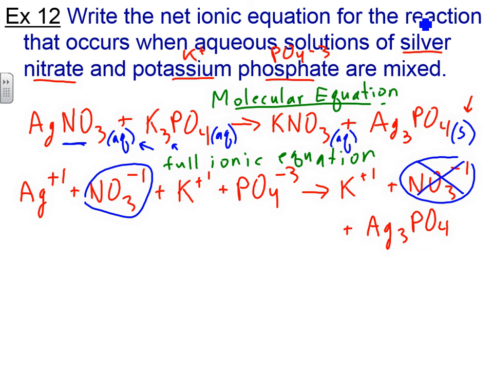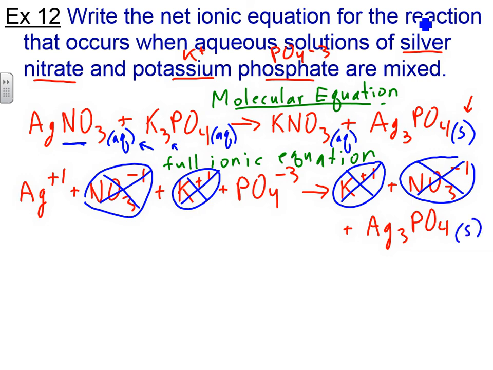The same thing happened to potassium. Notice potassium was a +1 on the left side. It's also a +1 on the right side. Nothing happened to it. We can cancel it out. What we are left with is actually silver plus, phosphate -3, and your precipitate. So notice the precipitate, the one that has a solid next to it, is the one that's going to be left behind. And that's the whole idea.